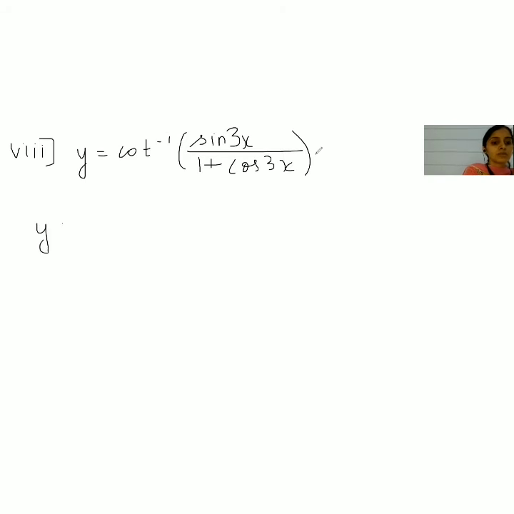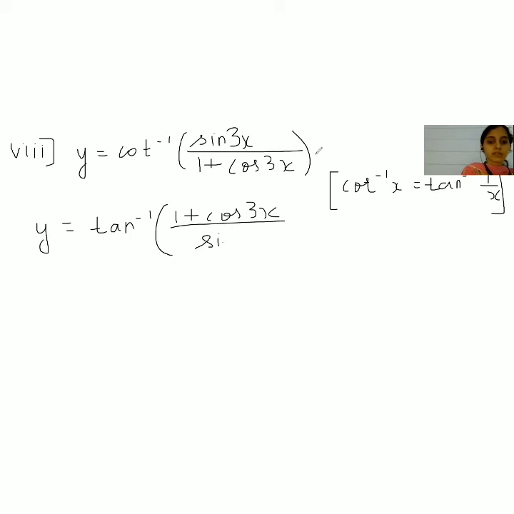That is, I can use y is equal to tan inverse of, what is the relation between cot inverse and tan inverse? So we have cot inverse of x is tan inverse of 1 upon x. Reciprocals basically. So tan inverse will become 1 plus cos 3x upon sin 3x. I said you can continue with cot or keep it with tan only. Okay. So tan inverse of 1 plus cos 3x.